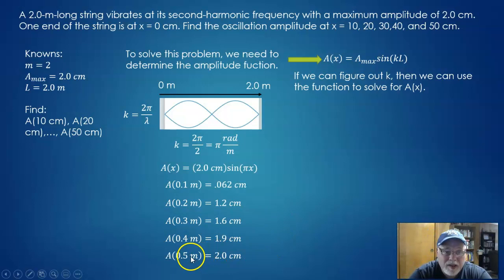And so that makes sense because think about it. If this is 2 meters long, our wavelength is going to be 2 meters. And the distances out here would be 0 meters, half a meter, 1 meter, 1.5 meters, and then 2 meters. Well, at half a meter, we're right here. That's at our maximum amplitude. And you can see that we get out of our equation the 2 centimeters that we expected.